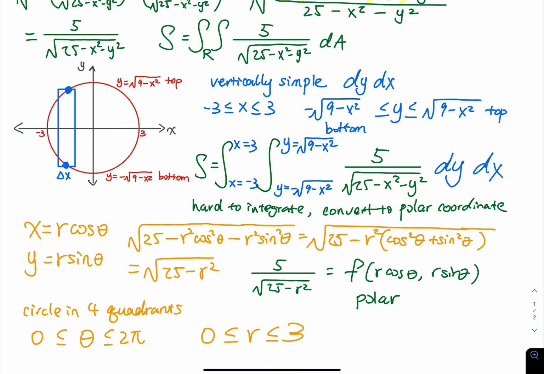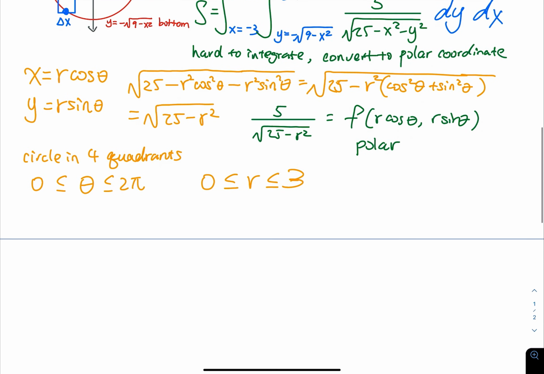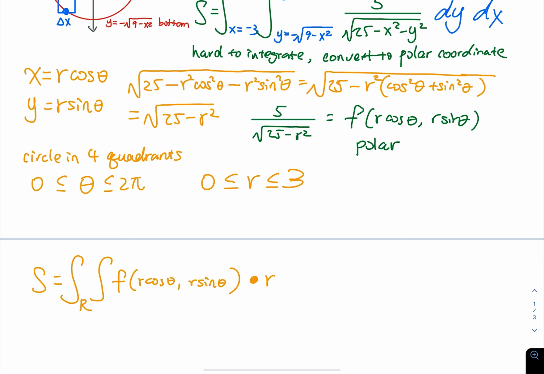Positive 3. Okay, positive 3. And then you set up your polar double integral. So we reach a page break. So S equals the double integral over the region R. The formula is you have the function R cosine of theta, R sine of theta, and then you multiply by R and then dr d theta.